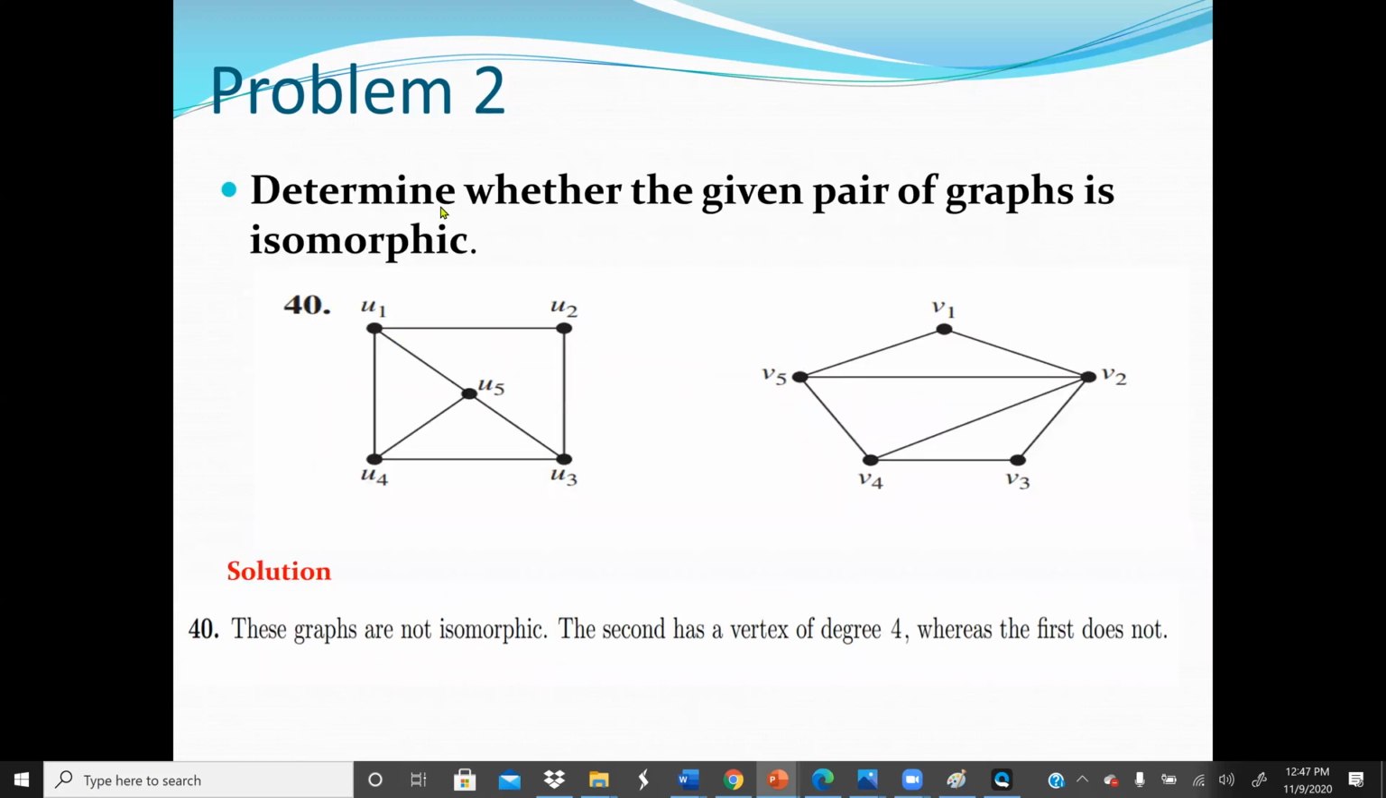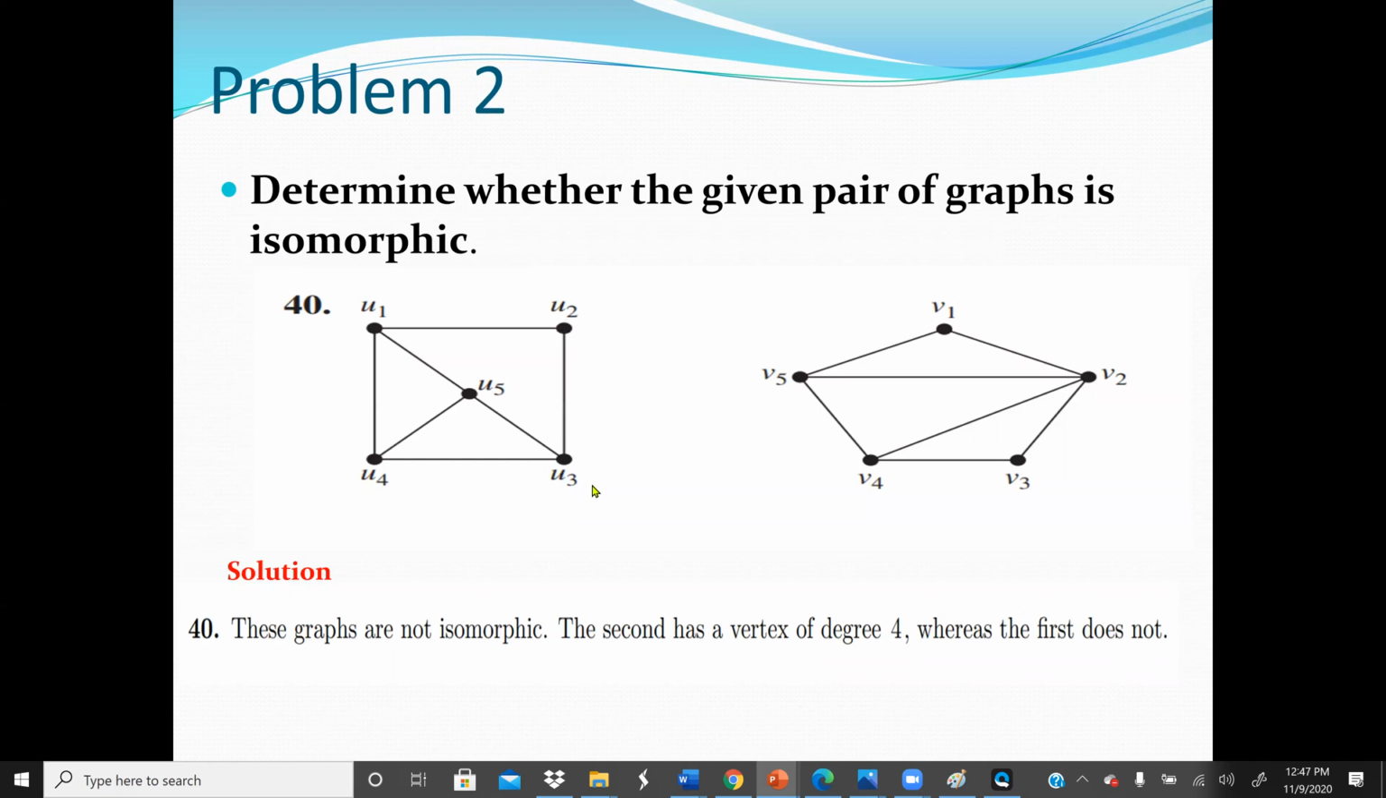So let's see the second question. Determine whether the given pair of graphs is isomorphic. First thing we check again is the number of vertices. We have 1, 2, 3, 4, 5. Here we have 1, 2, 3, 4, 5. The number of edges we have 1, 2, 3, 4, 5, 6, 7. Here we have 1, 2, 3, 4, 5, 6, 7. Okay. So now we need to do our comparisons. Here they say these graphs are not isomorphic.